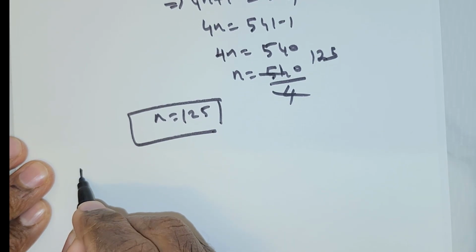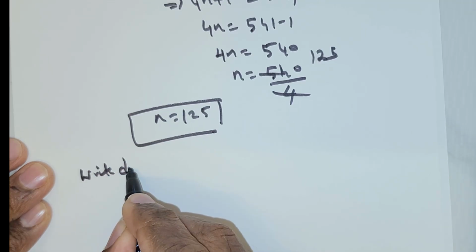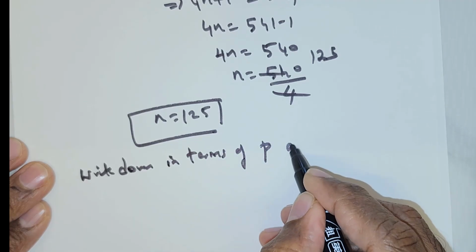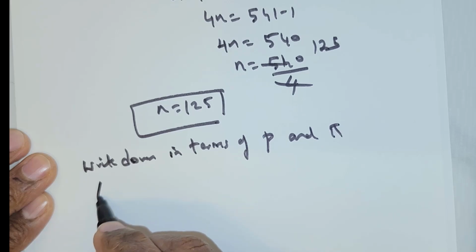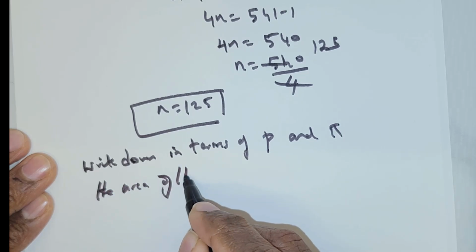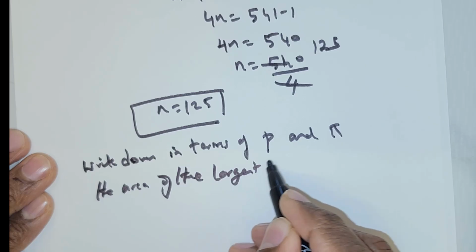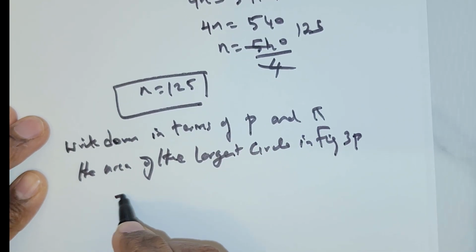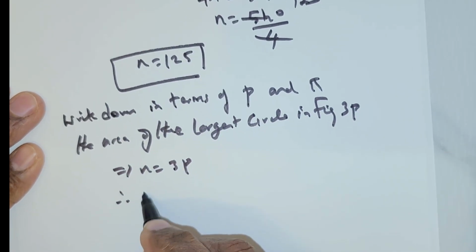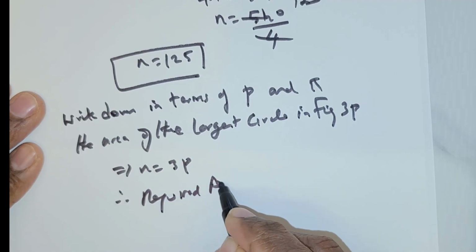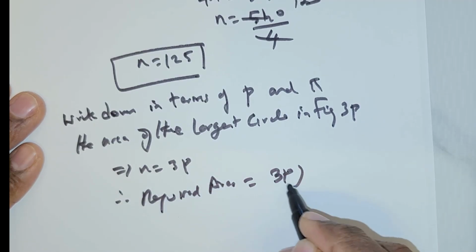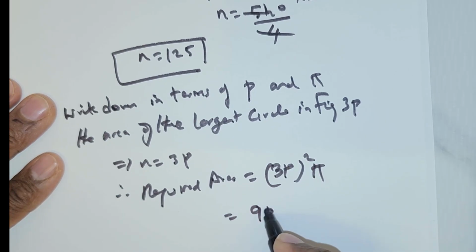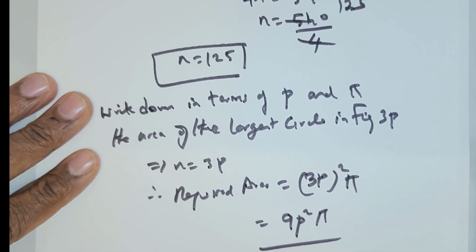So this is the next question. Write down in terms of p and pi the area of the largest circle in figure 3p. So this means n is equal to 3p. So therefore the required area is going to be (3p) raised to the power of 2 multiplied with pi, which is nothing but 9p squared pi. Okay, that's the answer to this question.